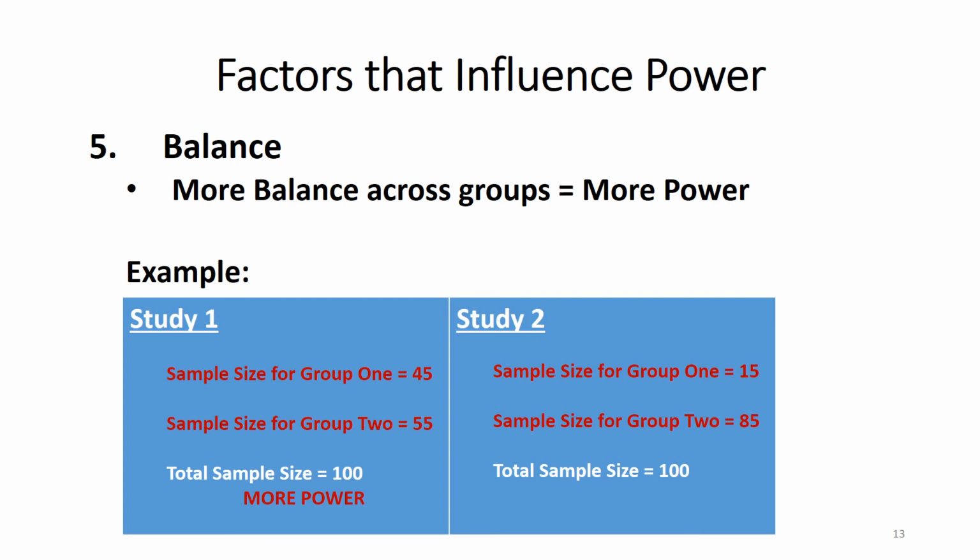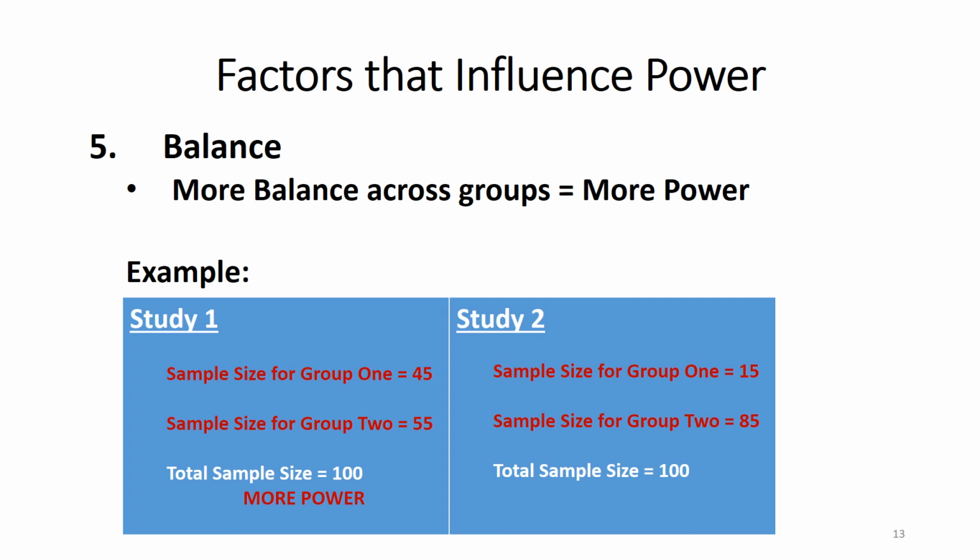In study one, we have pretty good balance between the two groups. Group one has 45 people. Group two has 55 people. Now, is this perfect balance? No, but it's pretty good balance. You have a pretty good representation of enough people in group one, enough people in group two. And so you're hoping the story they're telling is roughly as accurate as it can be given the balance. And the total sample size is 100. All right, so I say there that we have more power for study one.